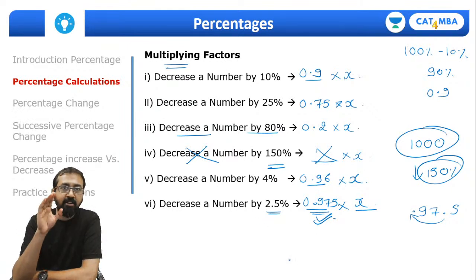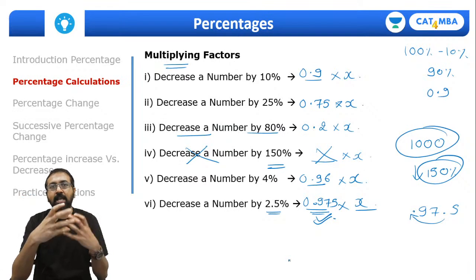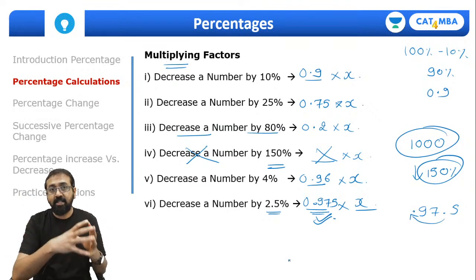So whatever we have discussed up till now was all related to calculations. I have given you plenty of ways to make your calculations faster, because in CAT and other entrance exams, you also find data interpretation questions.